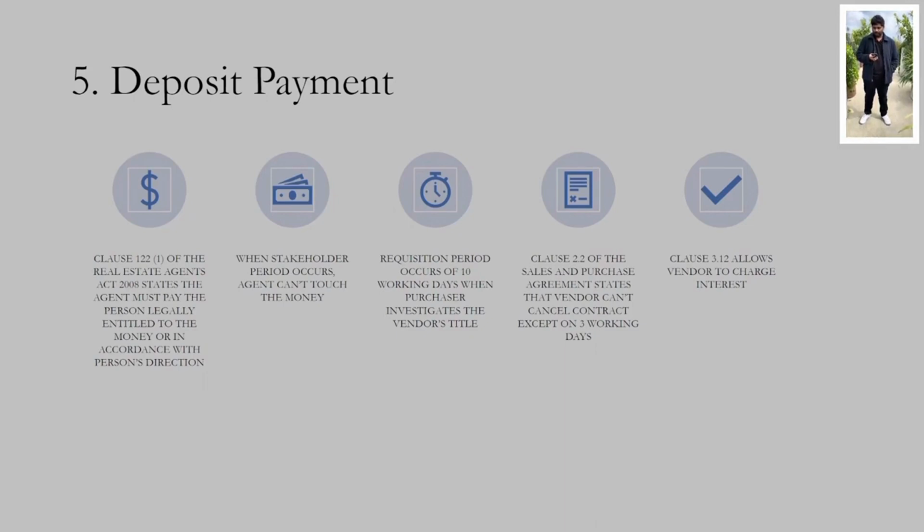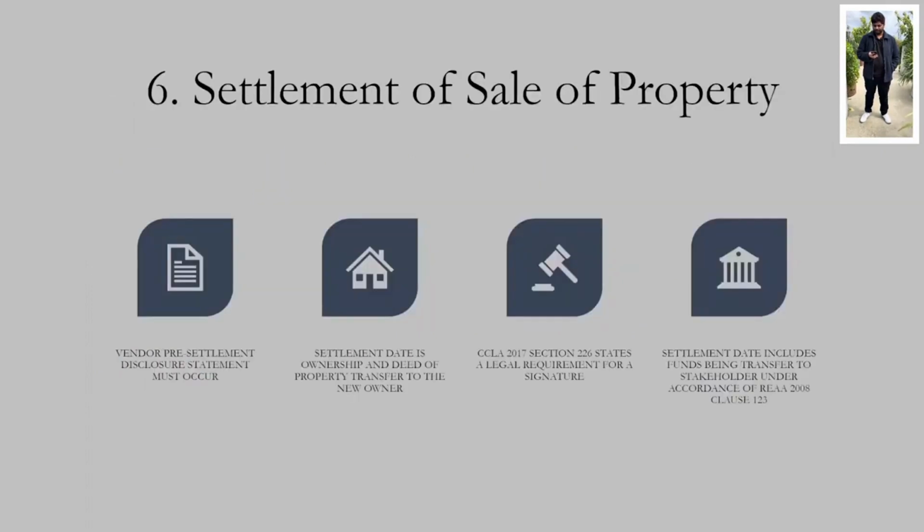With payments of the deposit, Clause 2.2 of the Sales and Purchase Agreement states that the vendor can't cancel for non-payment except for 3 working days' notice. If the contract is to be cancelled, then proper notice is to be provided. Clause 3.12 states that if any portion of the purchase price isn't paid upon the due date, it can be charged with interest.